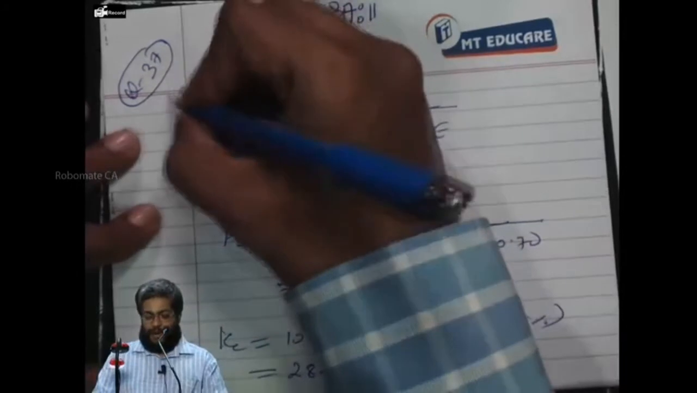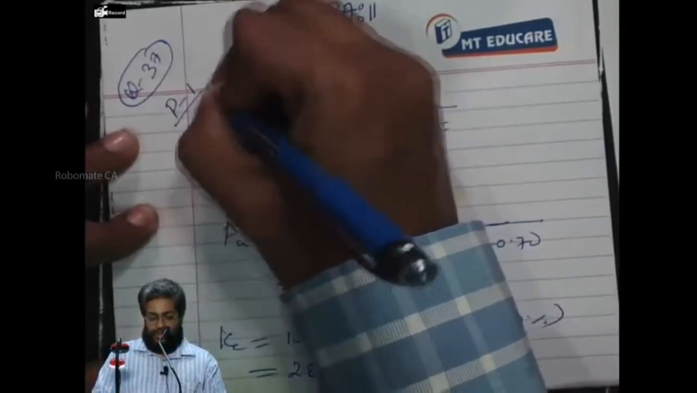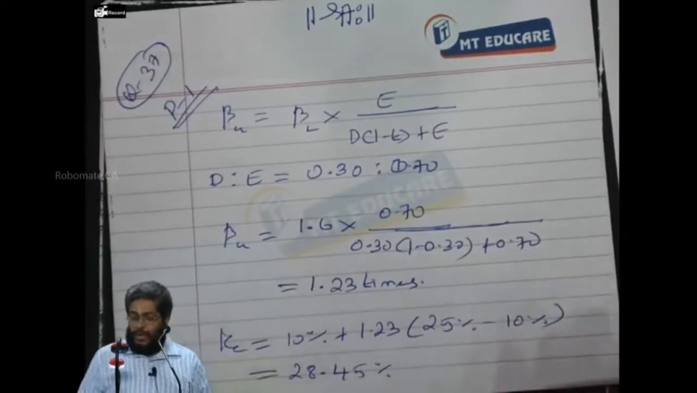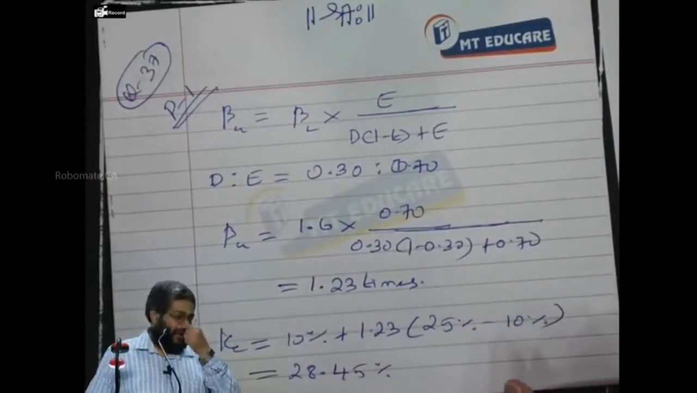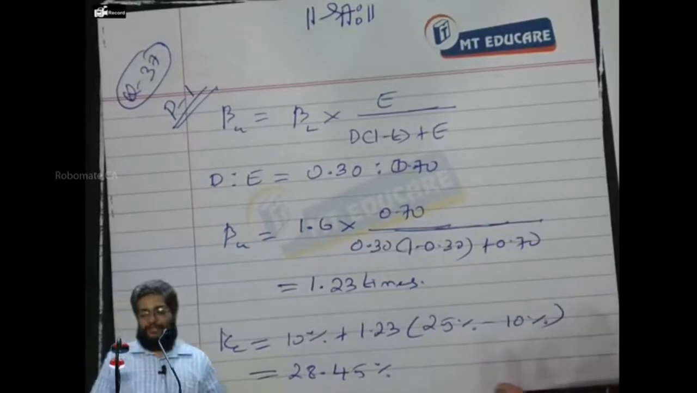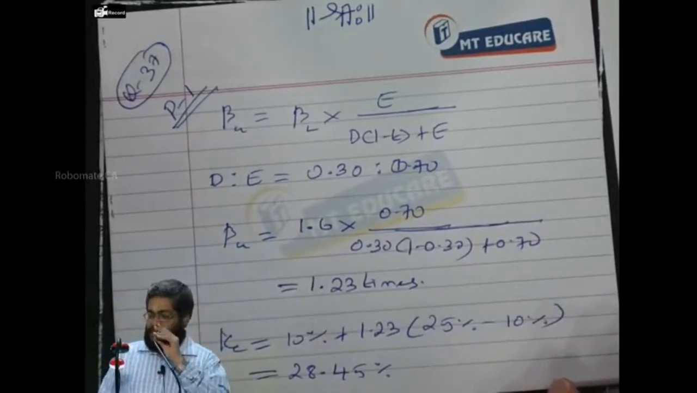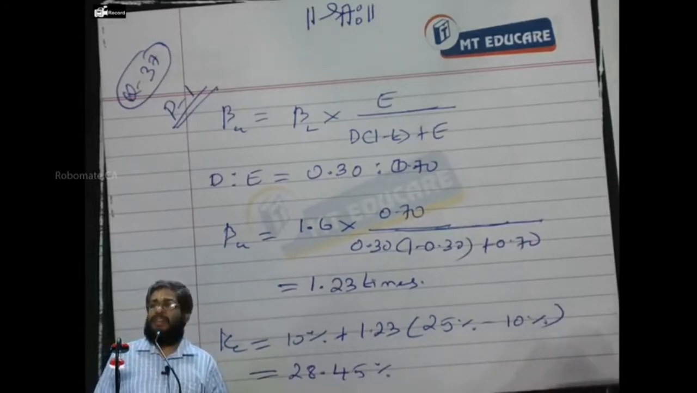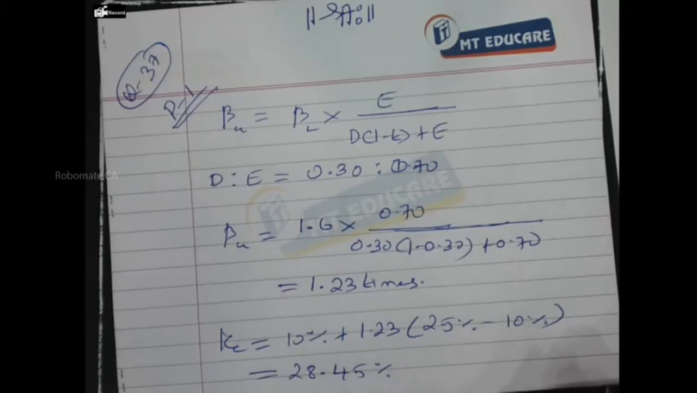Now, write down the next part, part 2. Give the heading, part 2: Project financed by 30% debt and 70% equity.